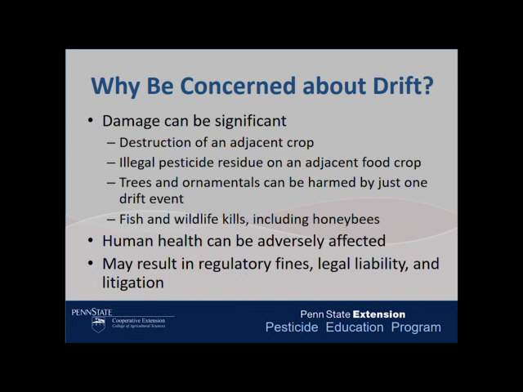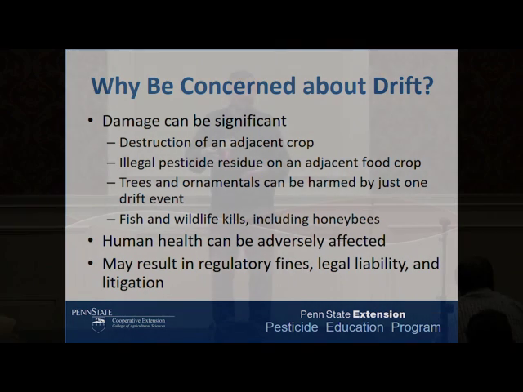Damage can be significant. You may be spraying a field and maybe your neighbor has damage on his crop because of your pesticide application. Certainly illegal pesticide residue on an adjacent food crop. What we're saying here is, let's say you're spraying a pesticide and your neighbor has a food crop that's not on the label of that pesticide. If those residues show up on that food crop, that's an illegal application, and he may have trouble actually selling the fruit or vegetable off of that crop because of those residues. So keep that in mind.